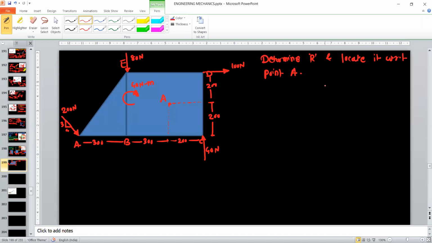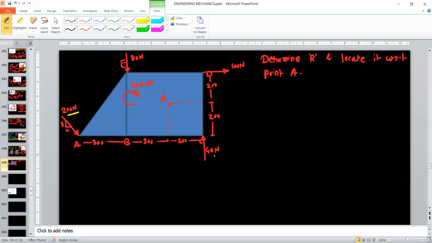Okay. So note down the next problem on the general force system. Here one object is given, which is A, B, C, D, E. Now on this object, there are 4 forces, 200 Newton, which is acting at point A at this angle.